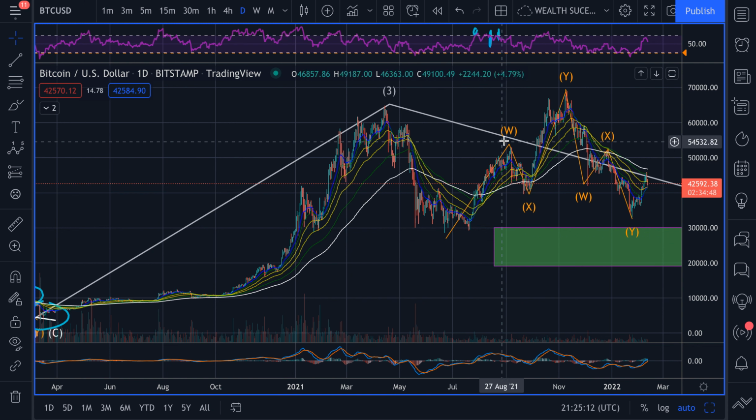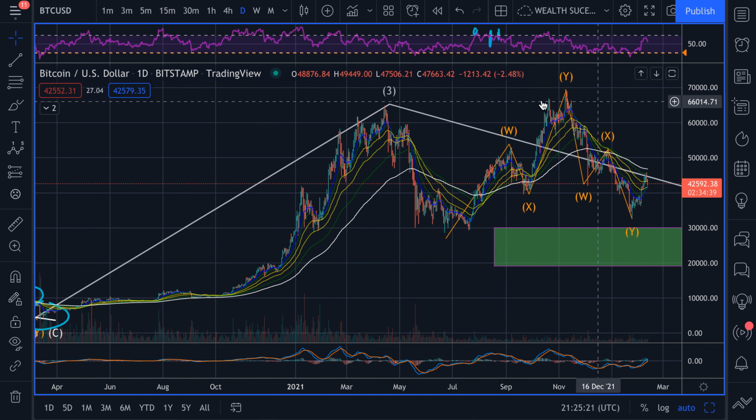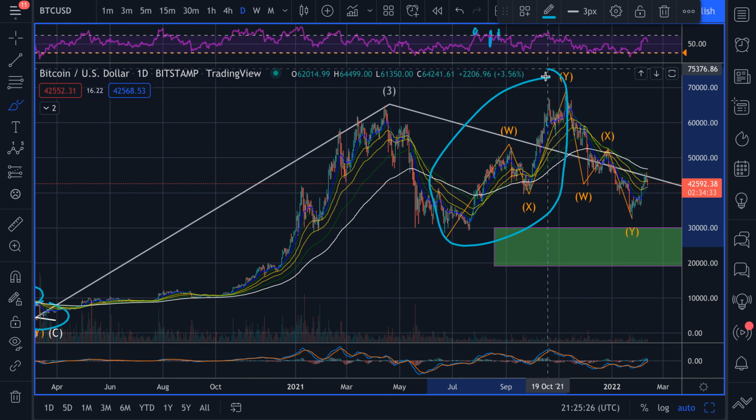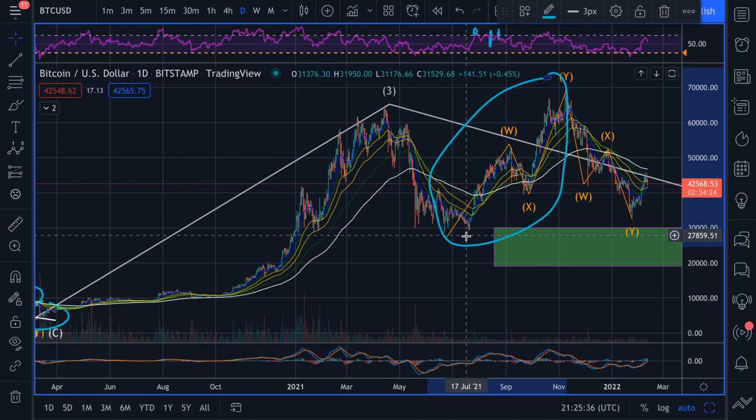But see how these subwaves are all overlapping, and all the price action? This is not bull market type stuff. Even this wave right here was not a bull market. It was not. No way. It is a counter trend wave inside of a correction.